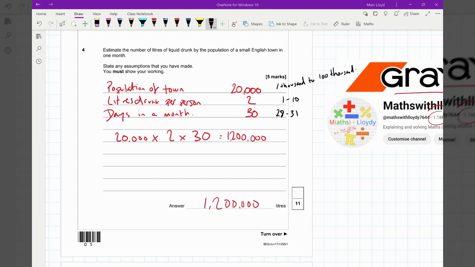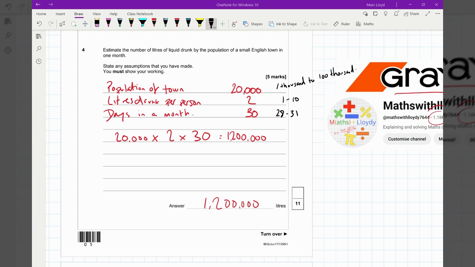So my assumption was 20,000 for the population. The mark scheme will allow anything between 1,000 to 100,000. For the litres drunk per person, it's allowing 1 to 10. I think that's because a lot of people may have put 10 when the actual exam happened, because to drink 10 litres of water is quite a big ask. And then finally, days in the month, 28 to 31, they will allow 29, even though that's rare. That's a 1 in 48 chance because it happens once every 4 years.